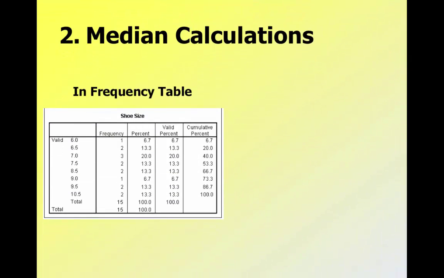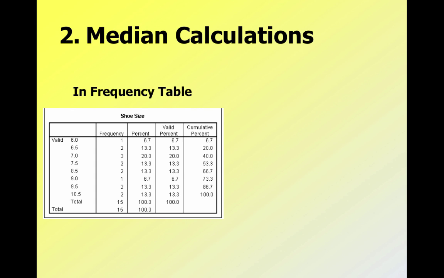So here, looking at it in a frequency table, we want to look for the answer that has the cumulative percent of 50 or higher. So if we take a look, we have shoe size from 6 up to 10.5. And we see that 6.7% of people had a shoe size of 6. We see 20% of people have a shoe size of 6.5 and smaller.